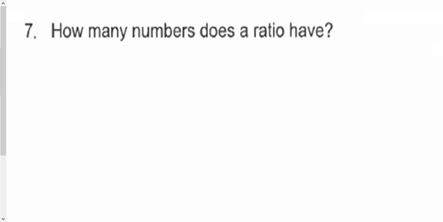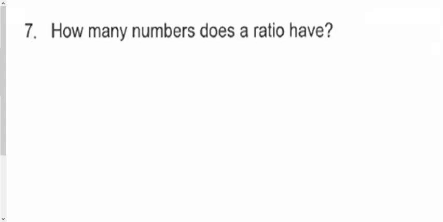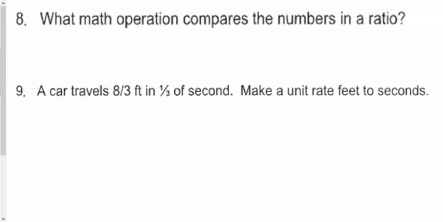Now, number 7, how many numbers does a ratio have? 2. That's the reason back here, like when we got one number after we divided, we had to stick a 1 under it so we'd have two numbers. So how many numbers does a ratio have? 2. And then what math operation compares the numbers in a ratio or rate?